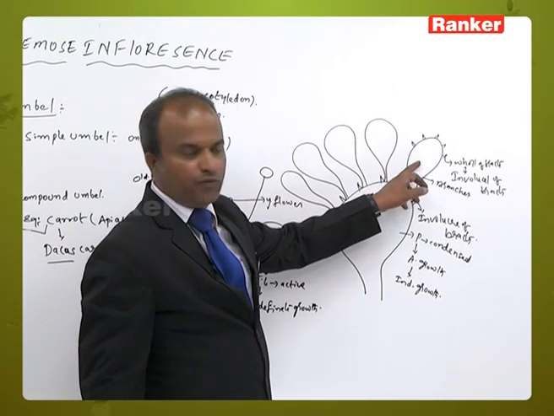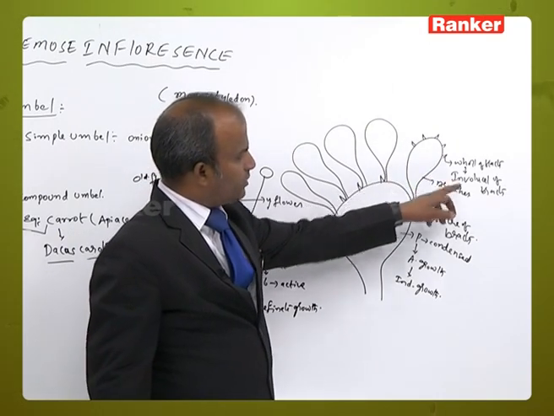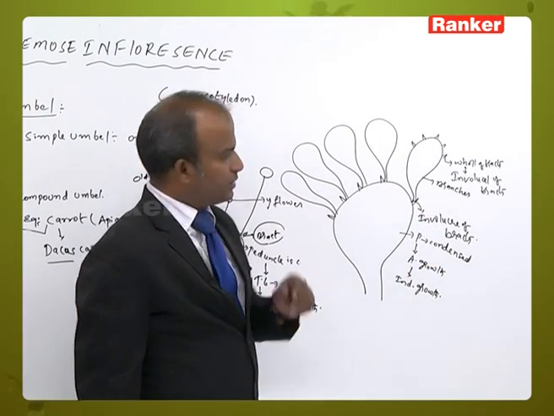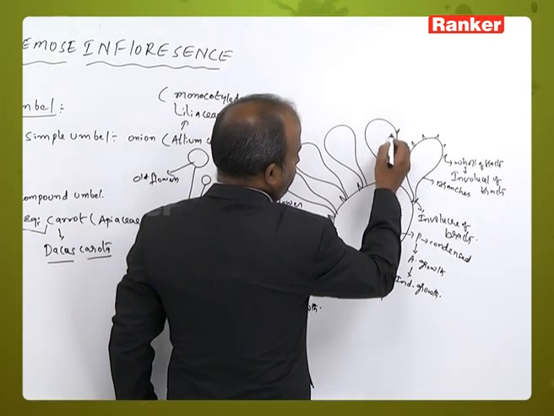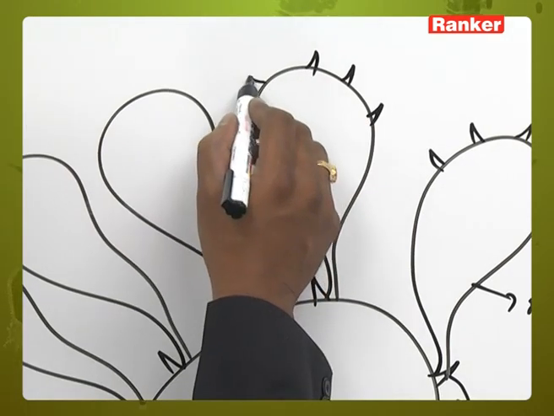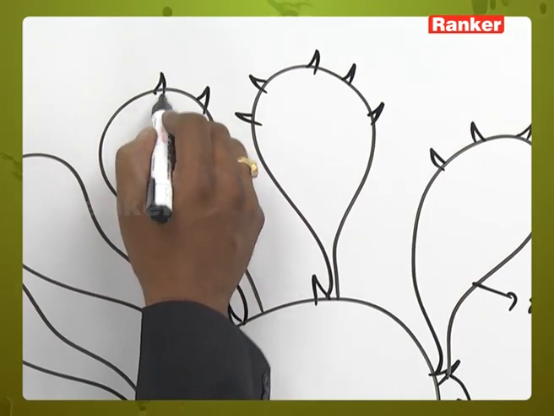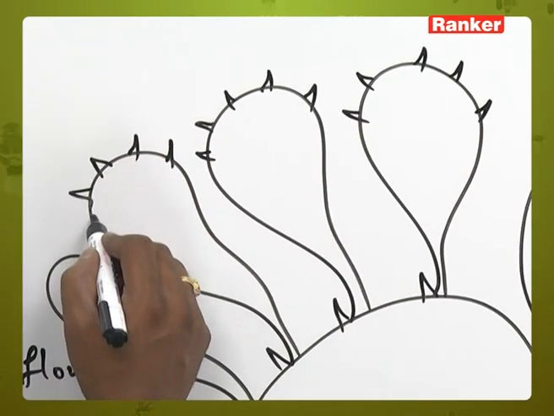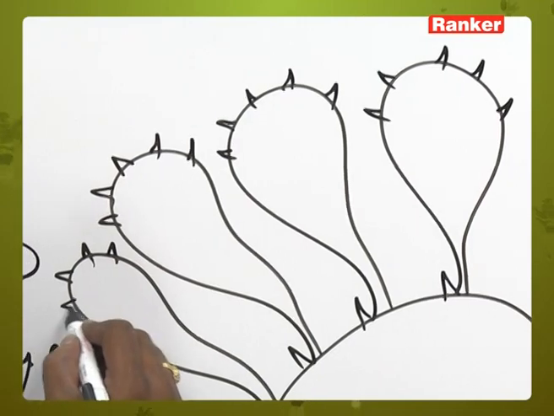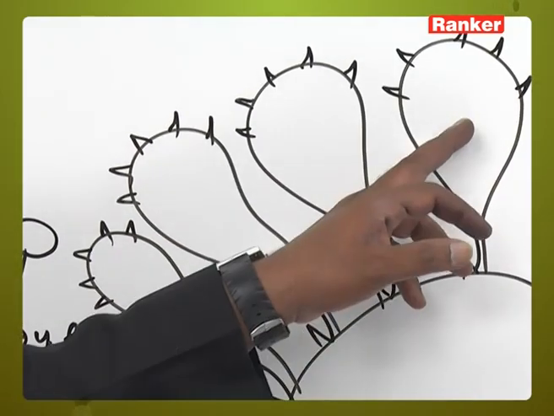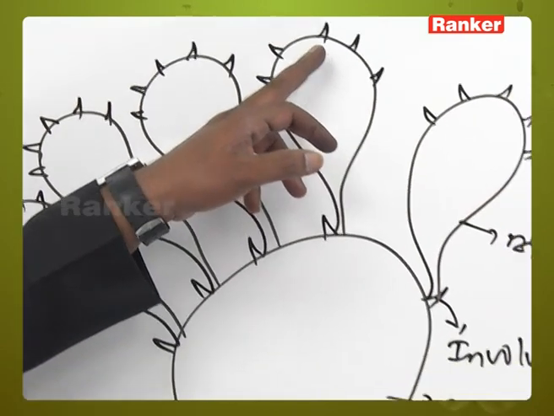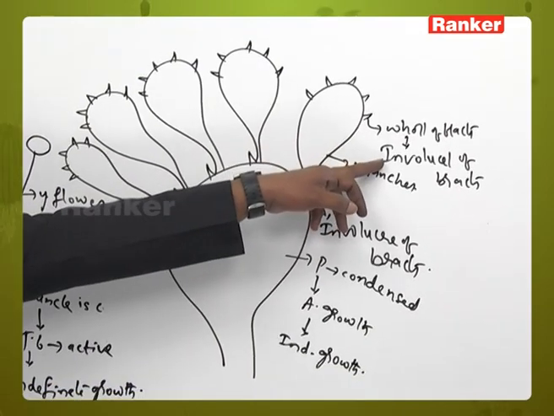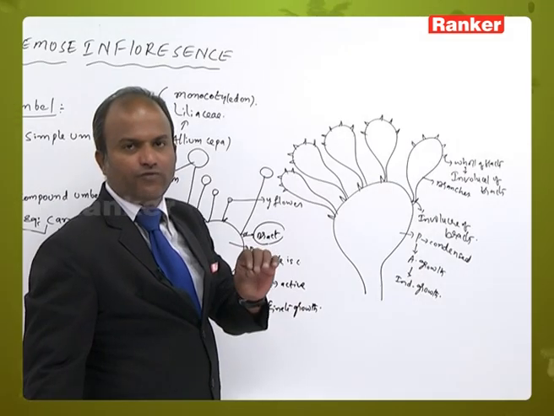On these branches, whorls of bracts are developing. This whorl of bracts is not called the involucre, it is called the involucel of bracts. On each branch there are 5 bracts: 1, 2, 3, 4, 5. So the whorl of bracts on each branch is called an involucel of bracts.